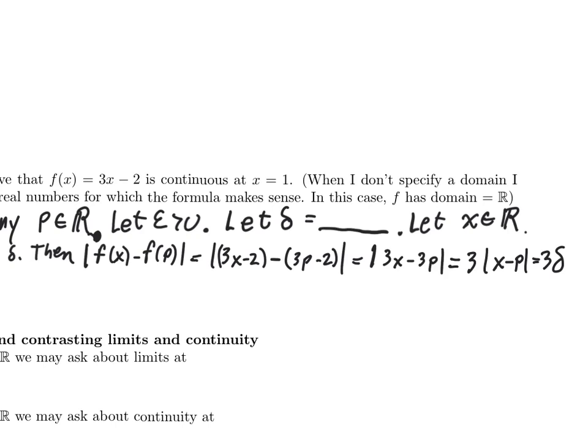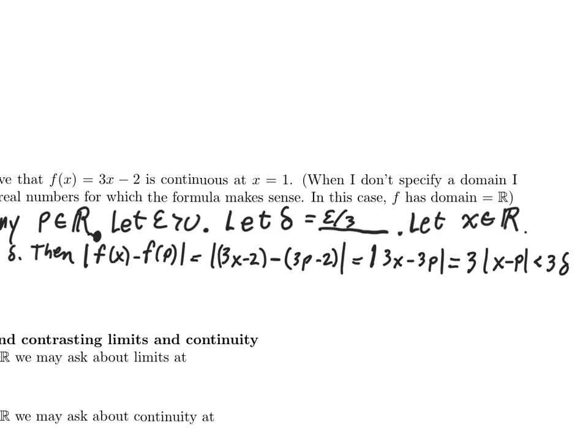Oops, not equals. Is less than 3 delta. I know that the absolute value of x minus p is less than delta. I certainly do not know that the absolute value of x minus p is equal to delta. All right, and now, the same game. Is there a choice of delta that you could make, which would result in 3 delta being equal to epsilon? Of course there is. Let's let delta be epsilon over 3.